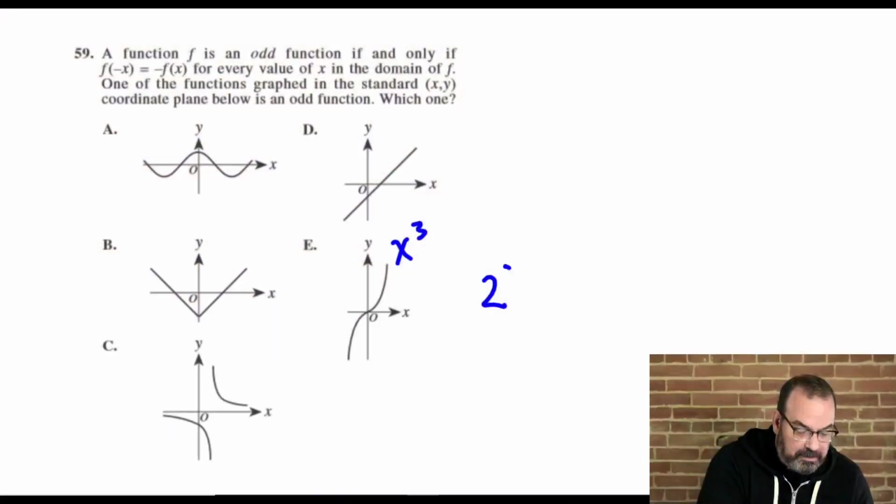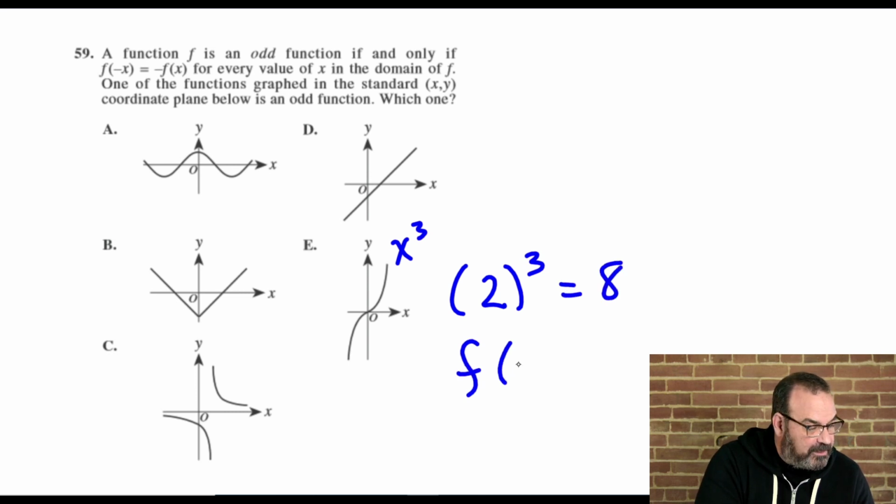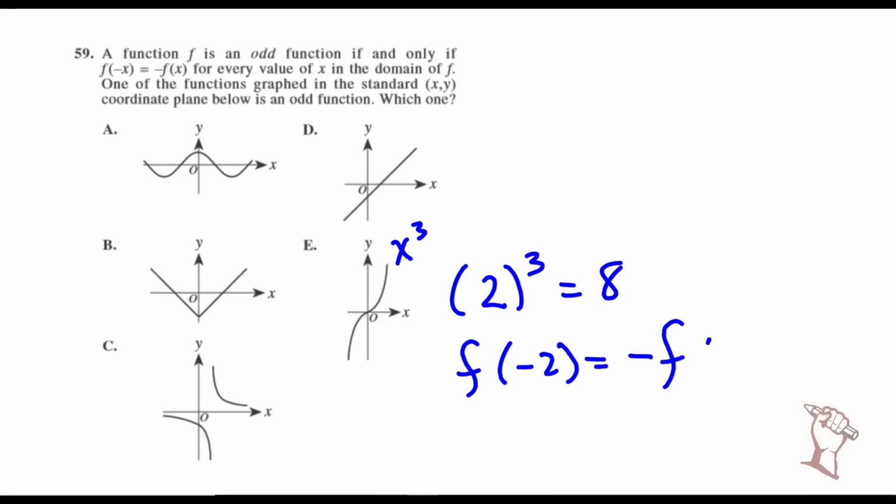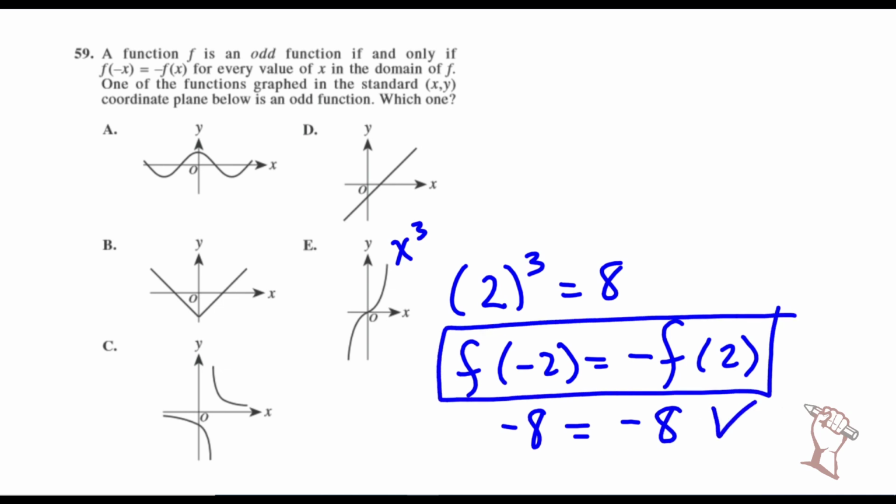And to show you that, 2 cubed, let's see, how does this work? So 2 cubed is 8. So the function of negative 2 is equal to the negative of the function of 2. Okay, so negative 2 cubed gives me negative 8, and that is equal to negative 8. That works. That's why a cubic function is odd. And you could play with these other ones.